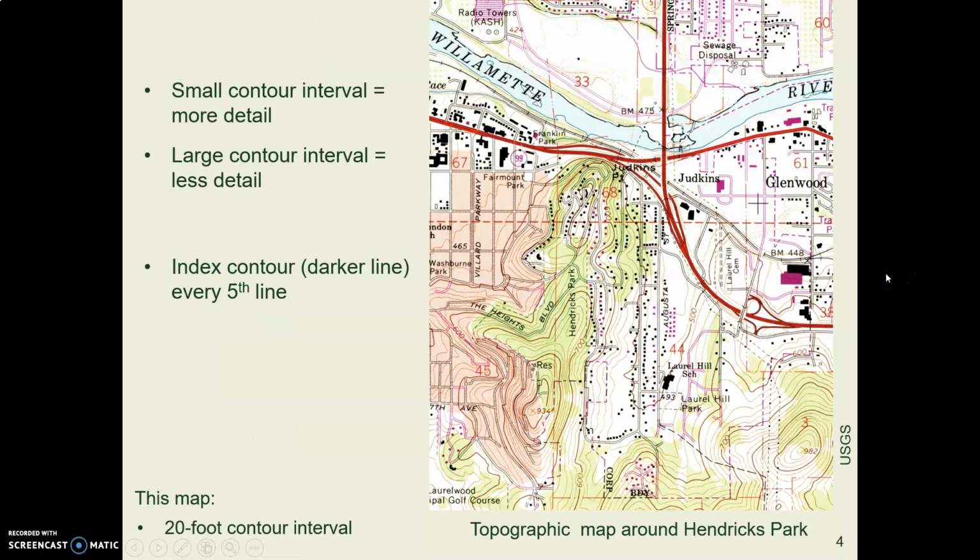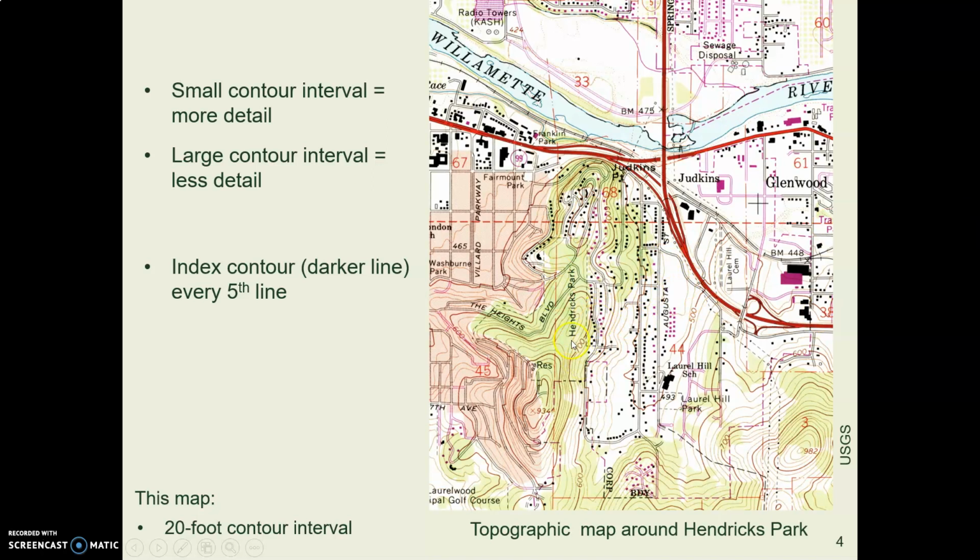This is part of a plan around Hendricks Park in Eugene. And the contour interval here, if you squint at it, you'll see the contour interval is 20 feet. So each line represents a difference in elevation of 20 feet. A big contour interval like that gives you less detail. You don't get much detail, but you can show it from a distance like this.